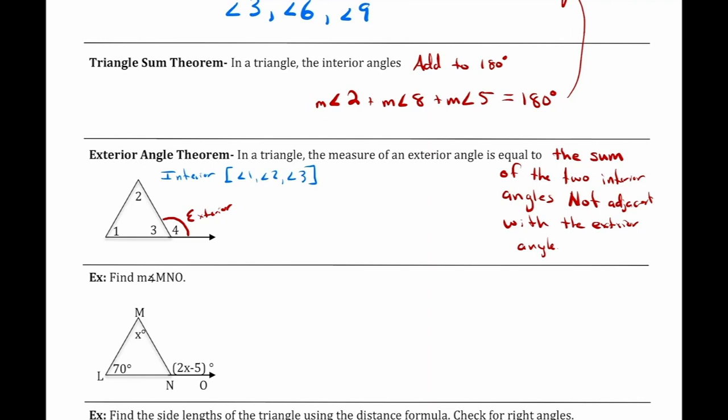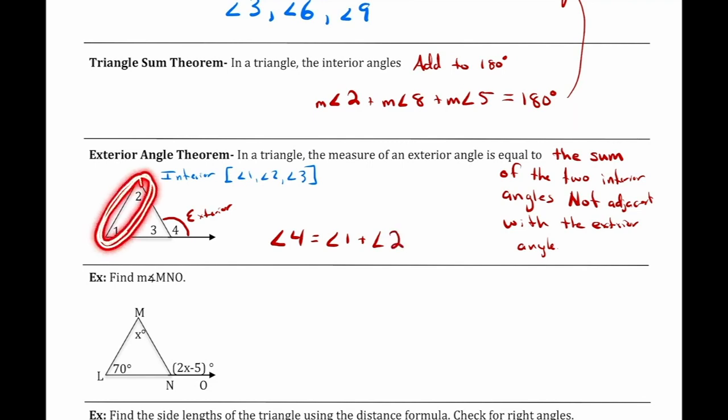And what we're saying is that the exterior angle, in this case, angle 4, is going to equal the 2 angles that are not touching. So this is adjacent, so we don't want that one. We want the 2 that are not adjacent. So not adjacent, meaning 1 and 2 in this case. So this angle and this angle are going to add together to give you this. So as we write this equation, angle 4 is going to equal angle 1 plus angle 2.